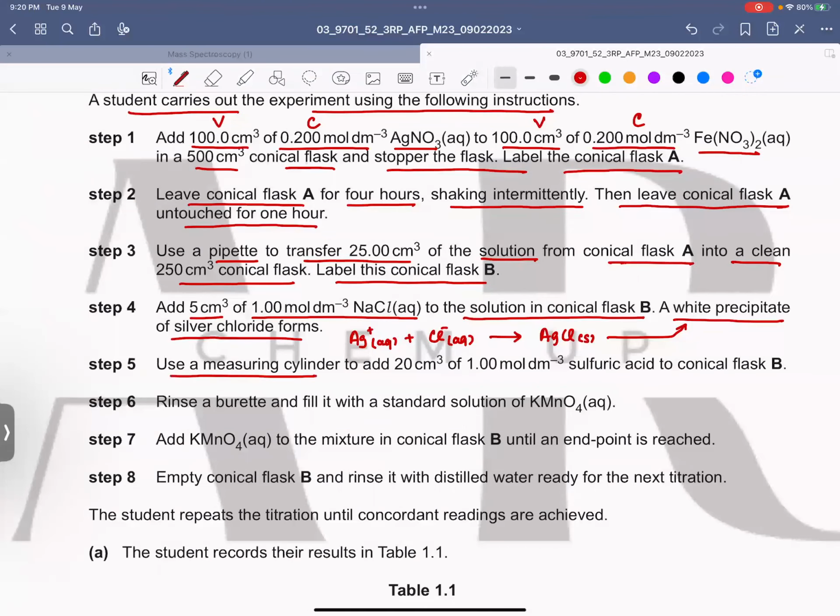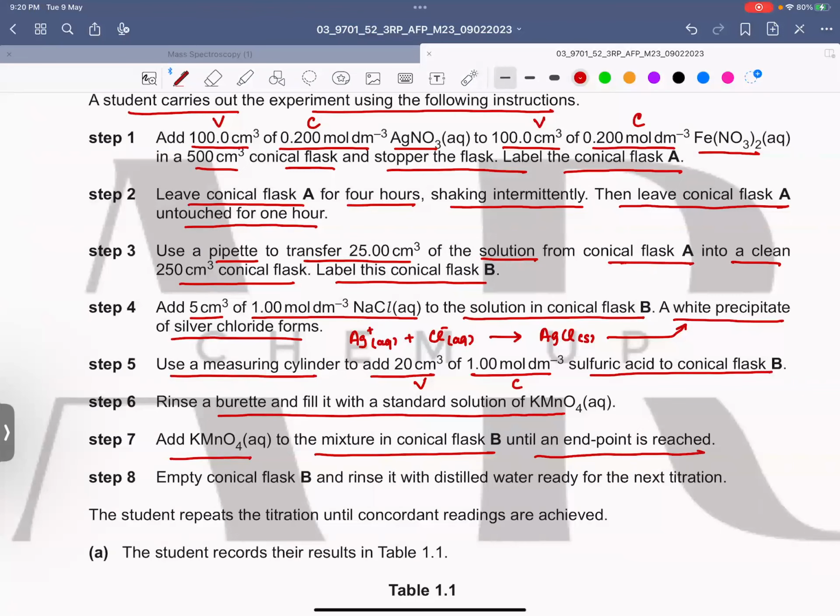Now, use a measuring cylinder to add 20 cm3 of 1 mol per dm3 sulfuric acid to conical flask B. So after the precipitate had formed, we added this volume and this concentration of sulfuric acid to conical flask B. Rinse a burette and fill it with a standard solution of potassium manganate. Add potassium manganate to the mixture in conical flask B until an endpoint is reached.